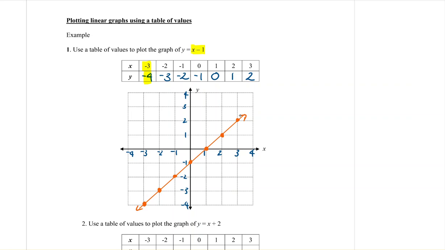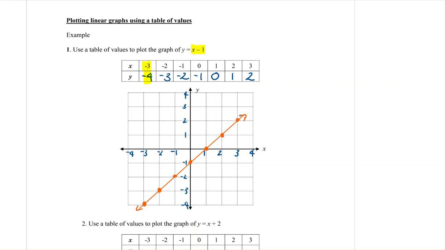You put a line through all of those dots and you put arrows on the ends, because if I was to keep subbing in more values of X, if I kept putting in more numbers out here, it would keep going. This is just the ones that I subbed in. But the line would just keep going forever, wouldn't it? Okay, so that's how you draw a line.